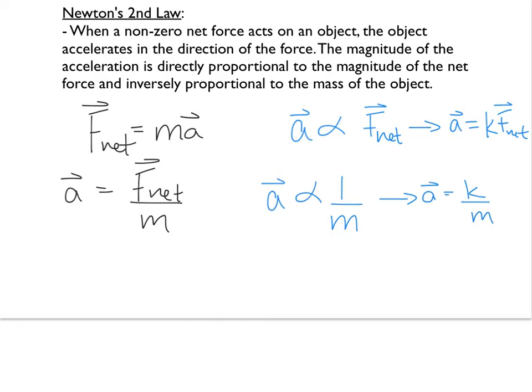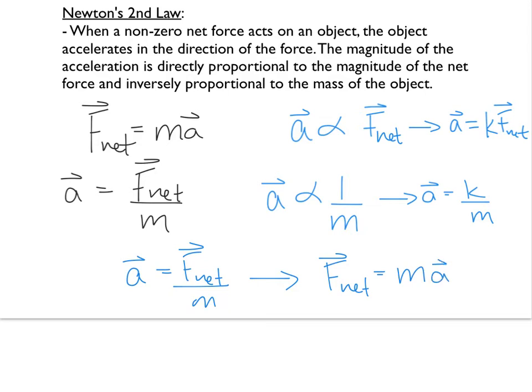Since 1 Newton is defined as the net force required to accelerate a 1 kilogram object at 1 meters per second squared, k would then be equal to 1. So the equation can be written as, combining these equations, acceleration is equal to net force over mass, or more commonly, net force is equal to mass times acceleration, if we rearrange the equation.